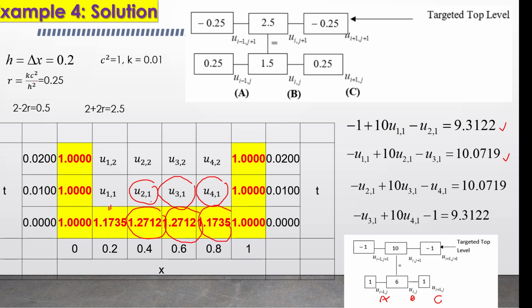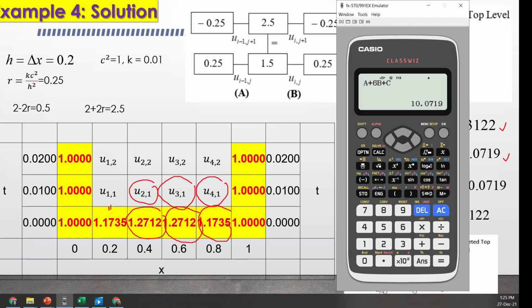So this is the third equation: negative U21, 10 U31, negative U41. And how to get 10.0719? Using back the formula you keyed into the calculator, A plus 6B plus C. So A is 1.2712, B is 1.2712, C is 1.1735. So you get the same thing, 10.0719.